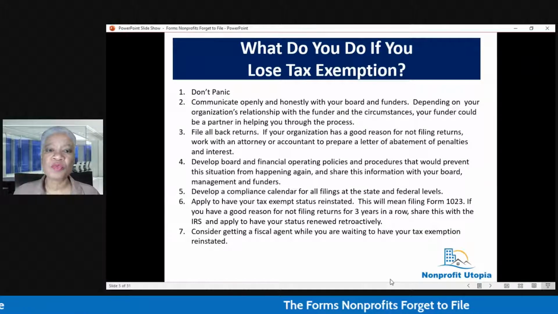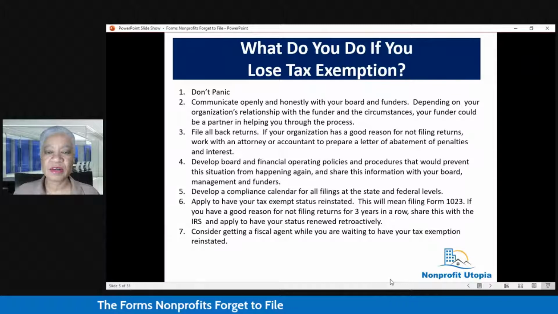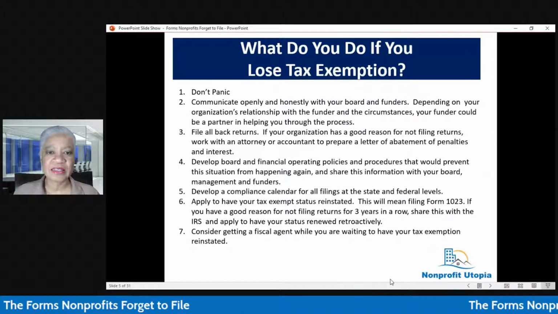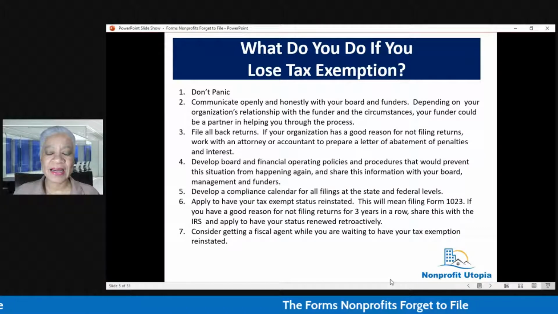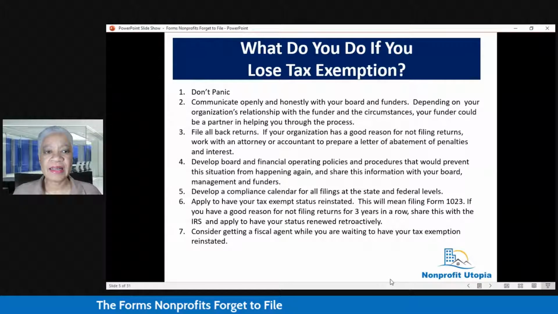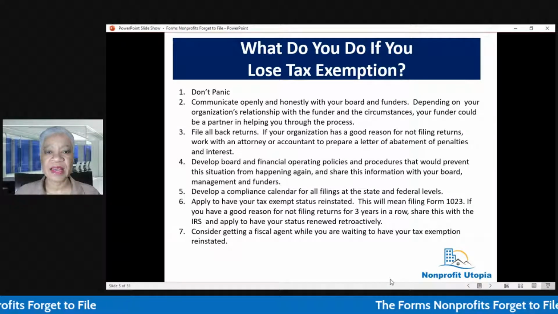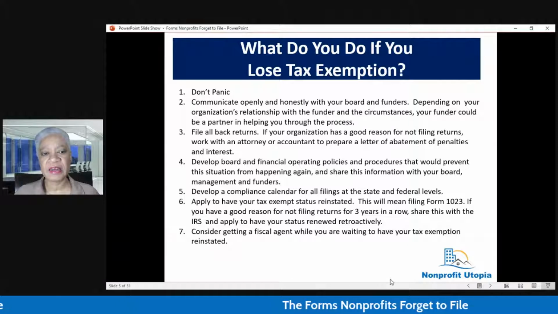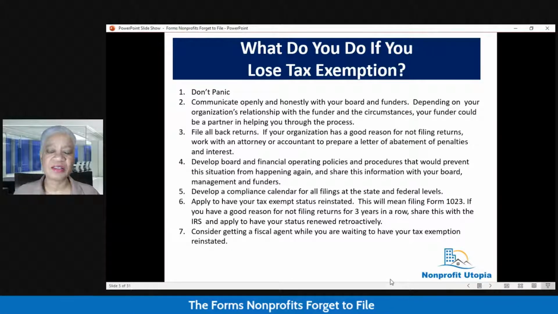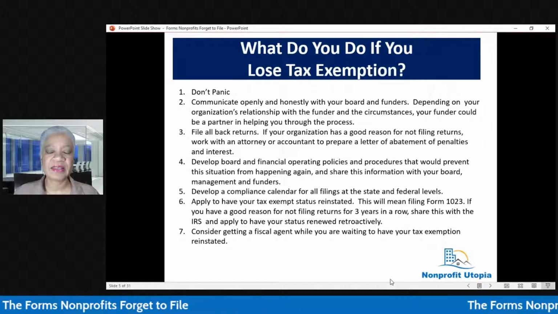Some organizations really don't realize what they're required to do. There are organizations that honestly don't know that they're supposed to file Form 990 on an annual basis. I've worked with some, and they have either been threatened with losing their tax exempt status, or, in the worst cases, I've seen where people have actually lost their tax exempt status. But don't worry if this happens to you.